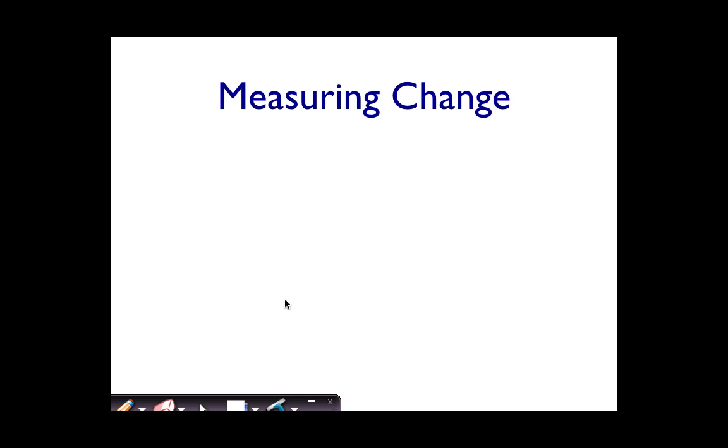So just recapping what we did, combining our function notation with our constant rate of change, or linear change.